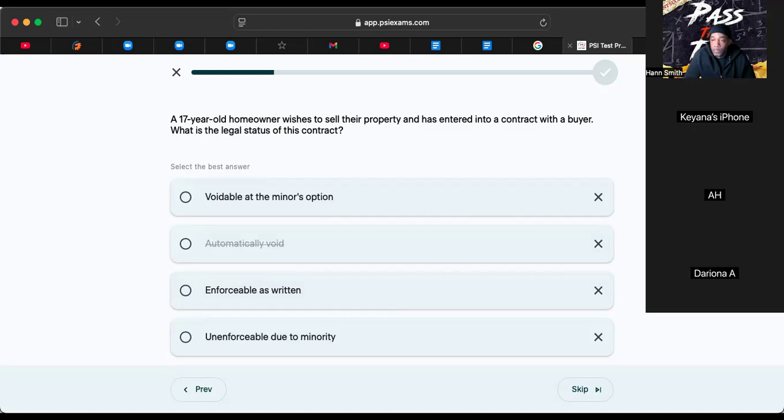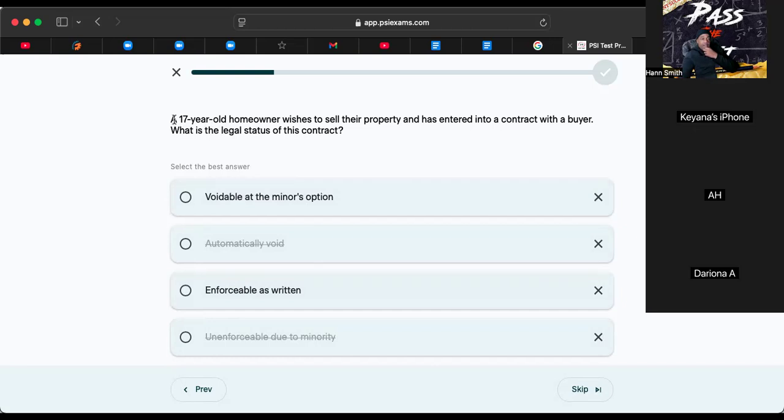I got rid of automatically void, and we need to get rid of the last one, D, unenforceable due to minority. All right, so that leaves us voidable at the minor's option, enforceable as written.